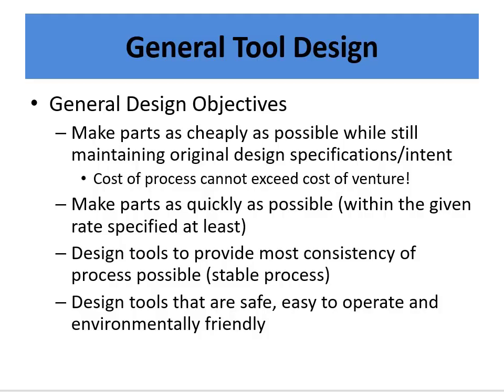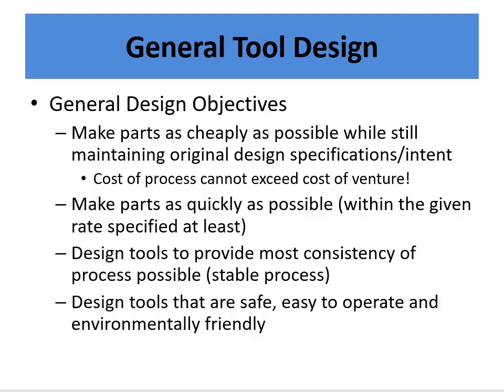And one of the main things you're going to want to do is use the right tool for the job. That's pretty obvious. But the main objective is to make the part as cheaply as possible while maintaining what the original spec was. So, if you are trying to make 100 parts and the total cost of those parts is $1,000 and you can make $10,000 on those 100 parts, if your tools cost more than what you're going to make on the parts, then you're not going to make a profit. So, that's just a basic thing.